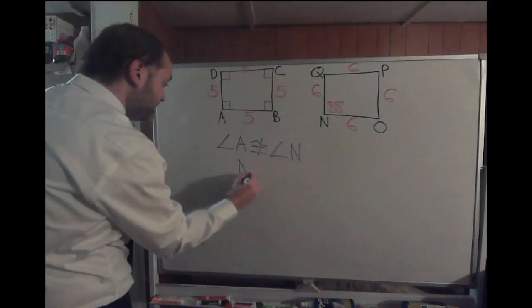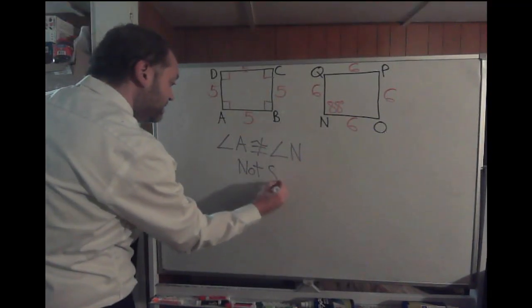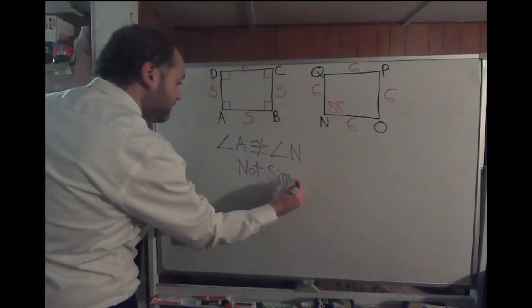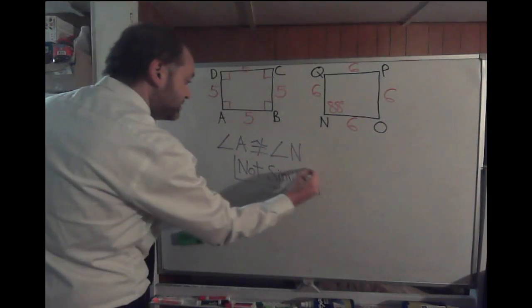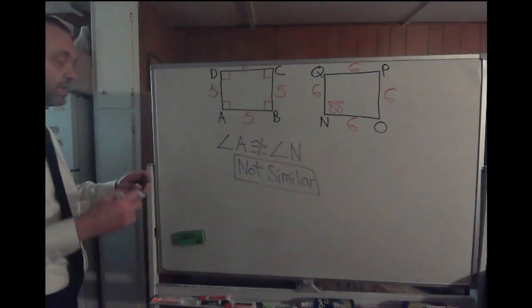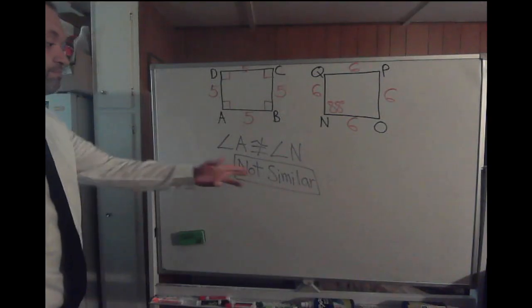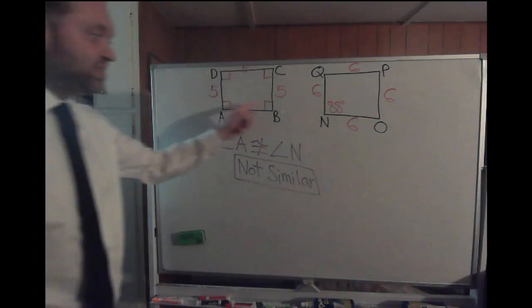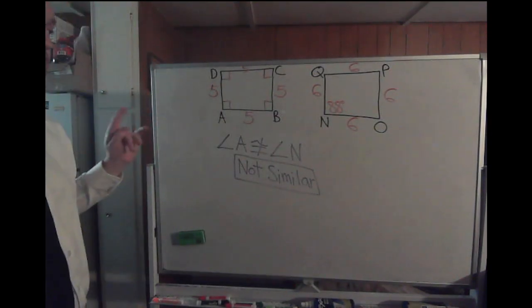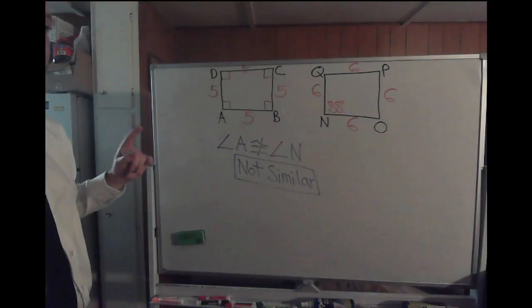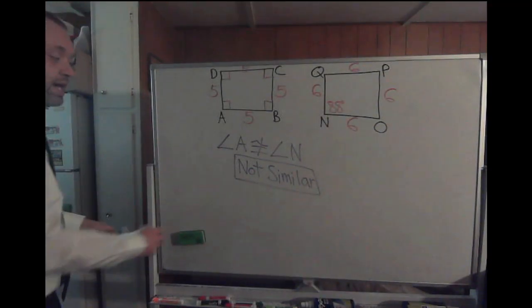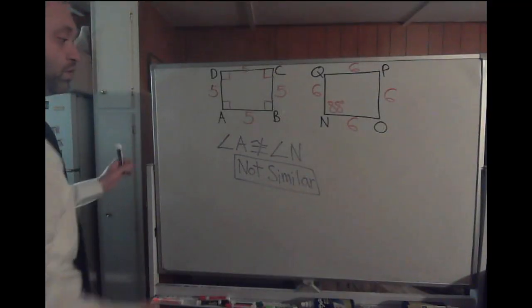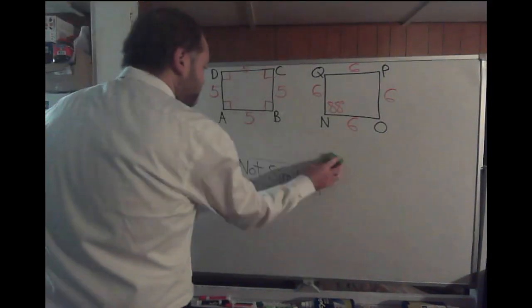So these are not similar right away because you have angles that are not congruent between the two. If you can prove even one set of corresponding angles between the two polygons is not congruent, then the whole thing's not similar. They all have to be congruent. So that one was actually pretty easy.